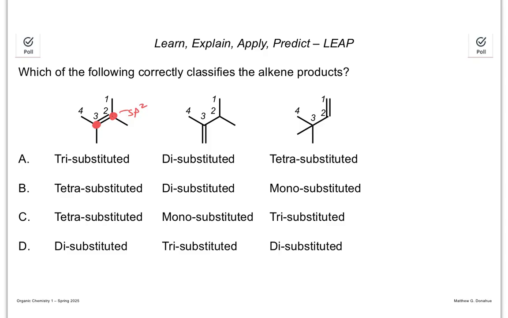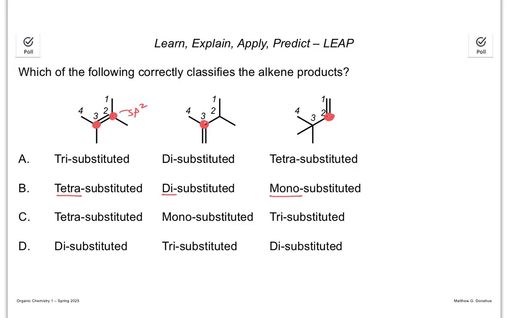So for the middle one, this is the only one with carbon substituents. And then the last one, it's that. So if the carbon only has hydrogens, you don't count those. So the correct answer for this would be B. So that's tetra, this is di, and that's mono.